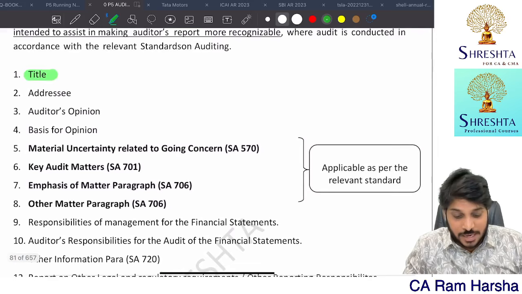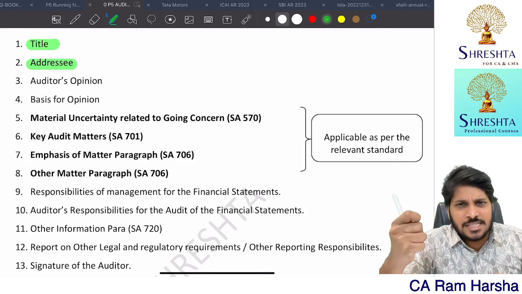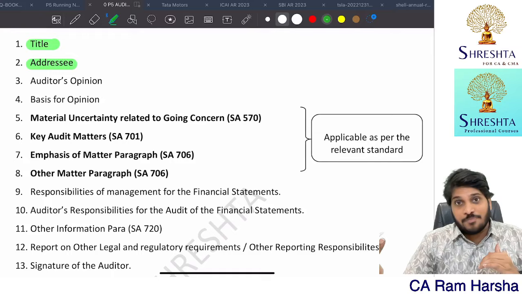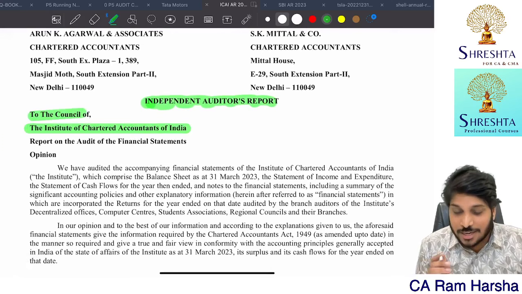Then the second one, addressee. Any letter, any mail, any message that you are sending is intended for somebody else, right? It is intended for some person, a recipient. For whom you are preparing this report, you should put the addressee. To whom you are giving this report, you should address it to somebody. You see here, Tata Motors: to the members of Tata Motors. ICAI: to the Council of the Institute of Chartered Accountants of India.